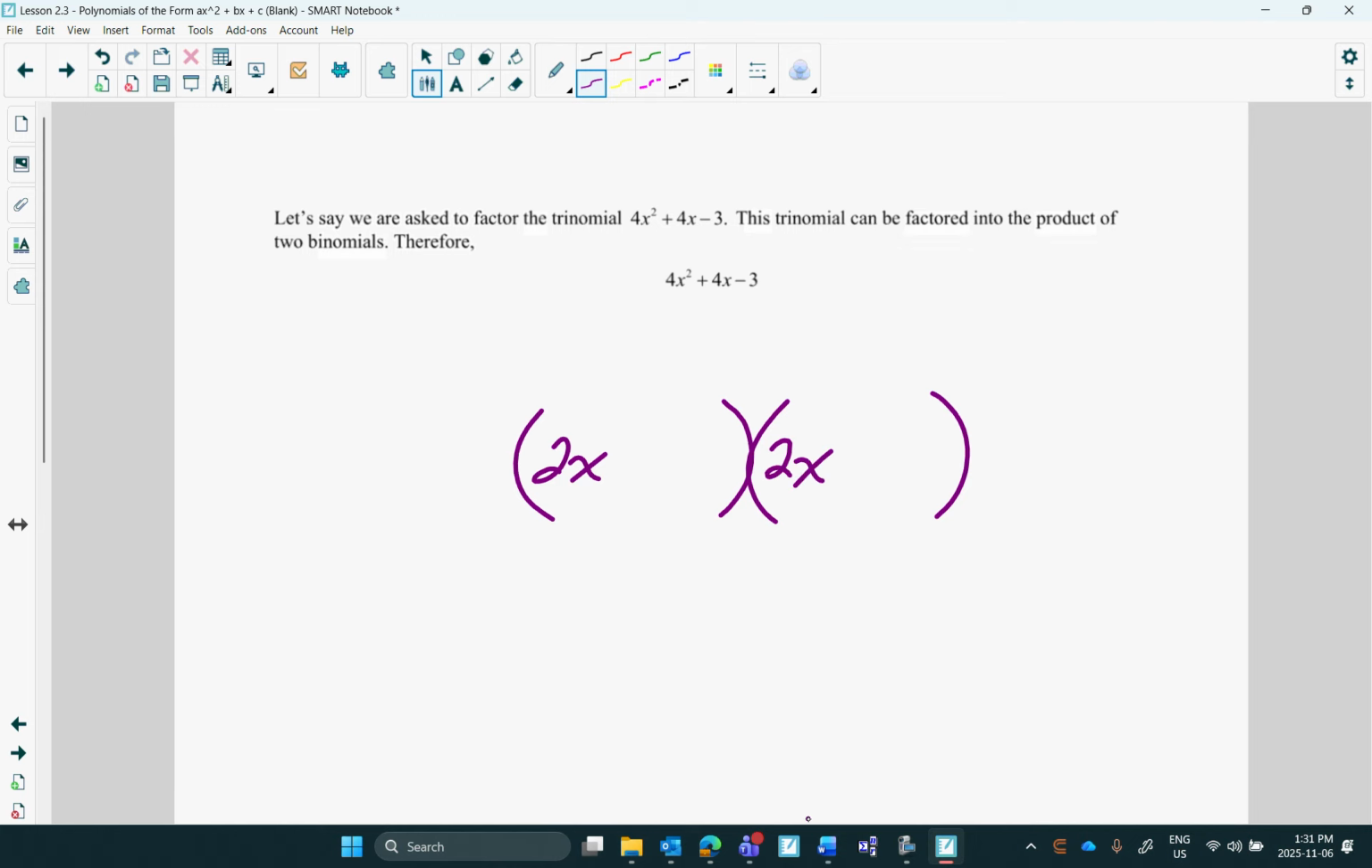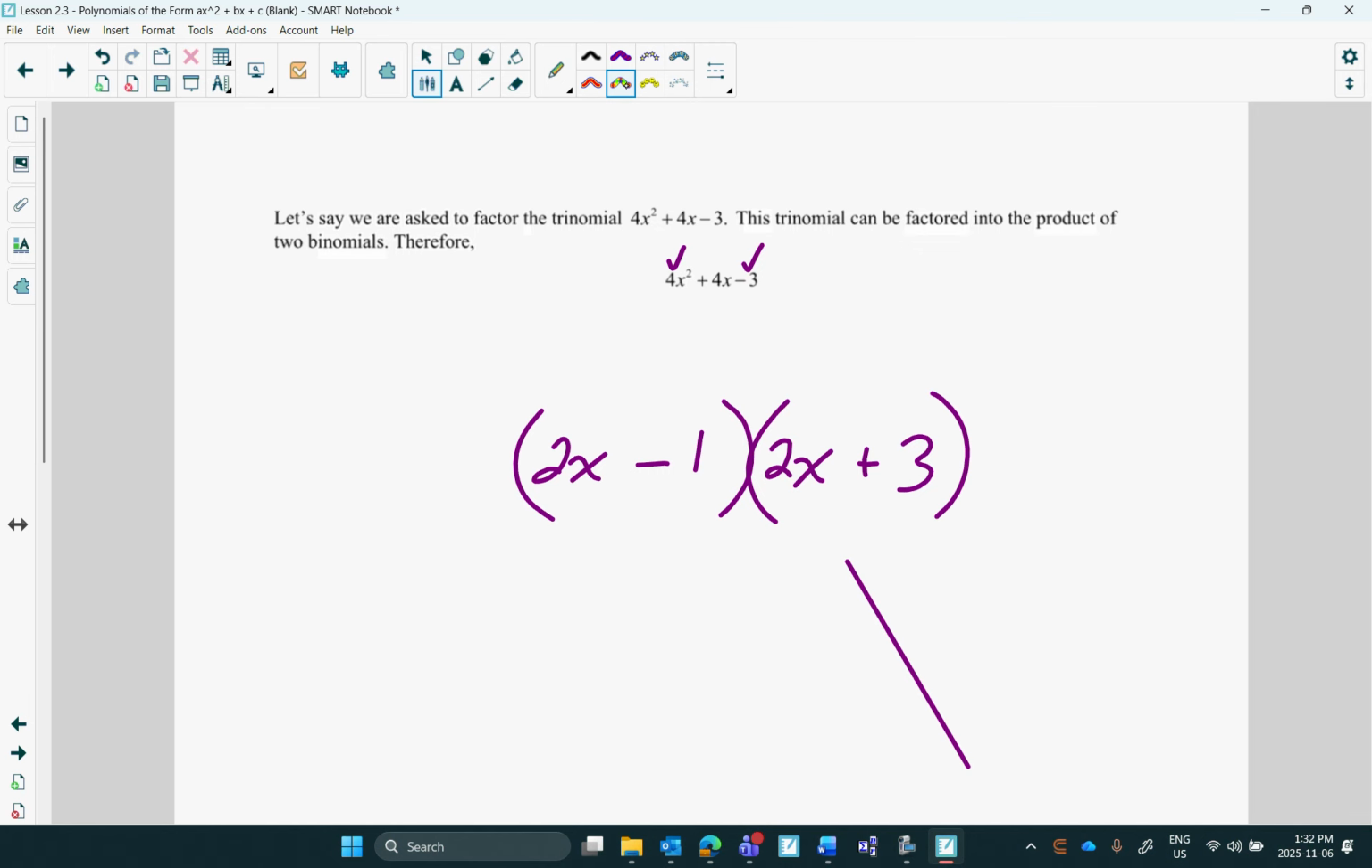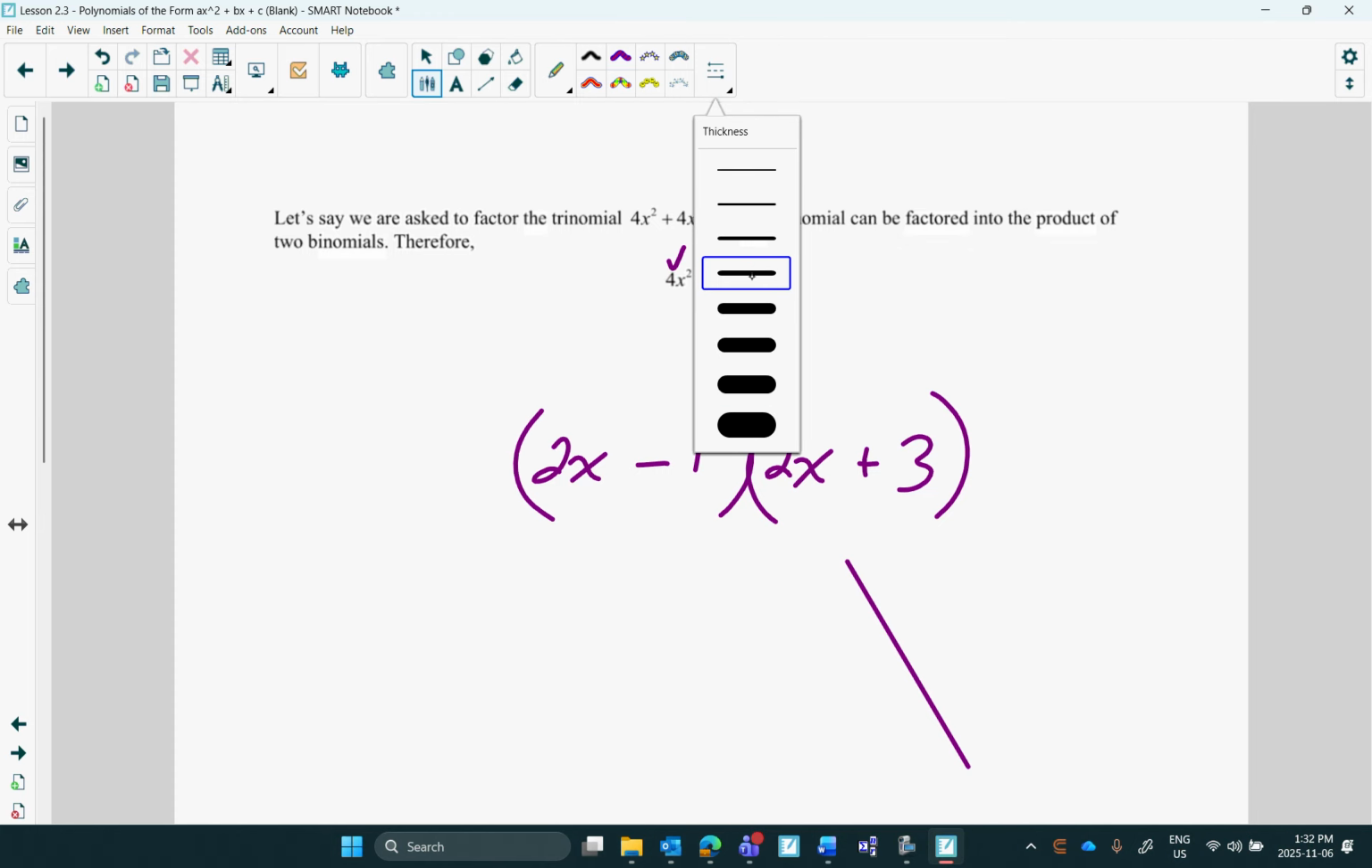Give me 2 numbers that multiply to get -3. -1, +3. This is a potential answer because 2x times 2x is 4x squared. -1 times 3 is -3. But this is what I'm going to check. And how do I check it? Outside and inside. Multiply the outsides, multiply the insides, and combine them.